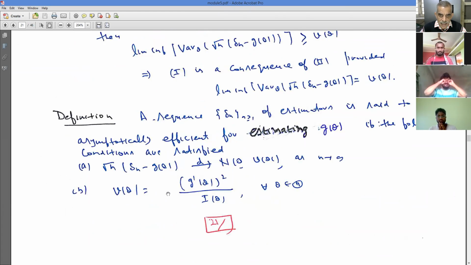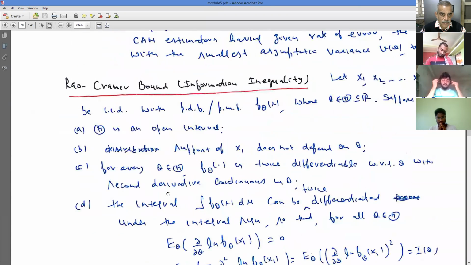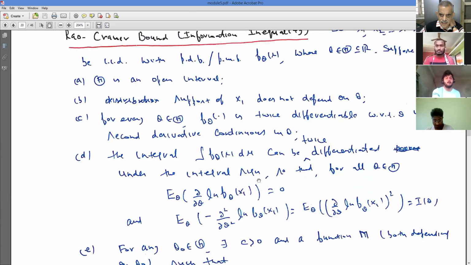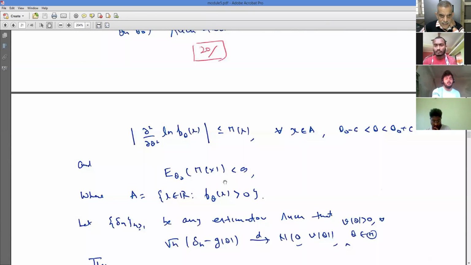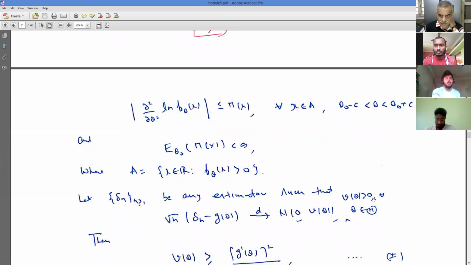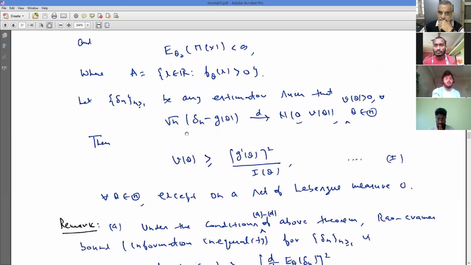For example, if you look at this result, it says that x1, x2, xn be IID with PDF or PMF f theta x. Suppose these conditions are satisfied, which would normally be the case in an exponential family, and the double derivative of the density is bounded, and delta n is any estimator such that this goes to normal 0 v theta. Then v theta would always be greater than or equal to g prime theta whole square upon I theta, except on a set of Lebesgue measure 0.